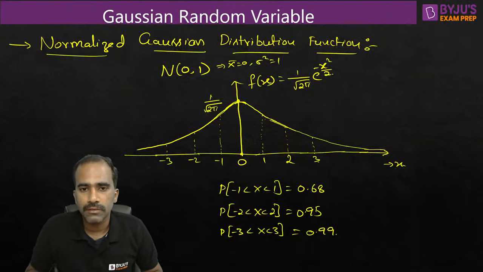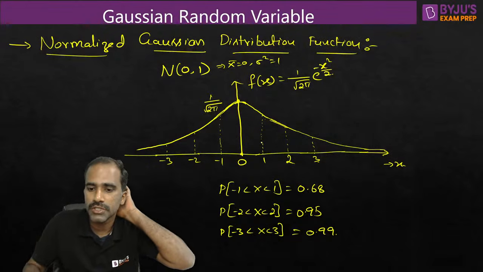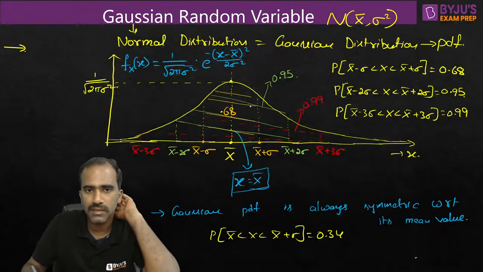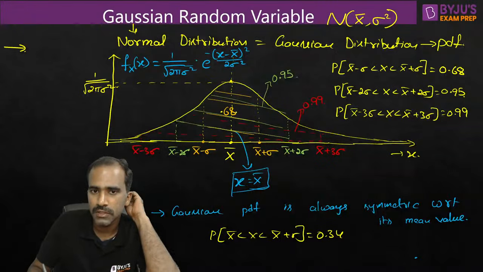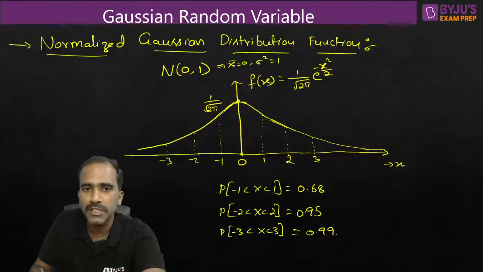Right, very good. So these are the details about a normalized Gaussian distribution function, same as the general Gaussian distribution function. Whatever we discussed here, same thing we are discussing here with special parameters where mean is 0 and variance is 1 unit.